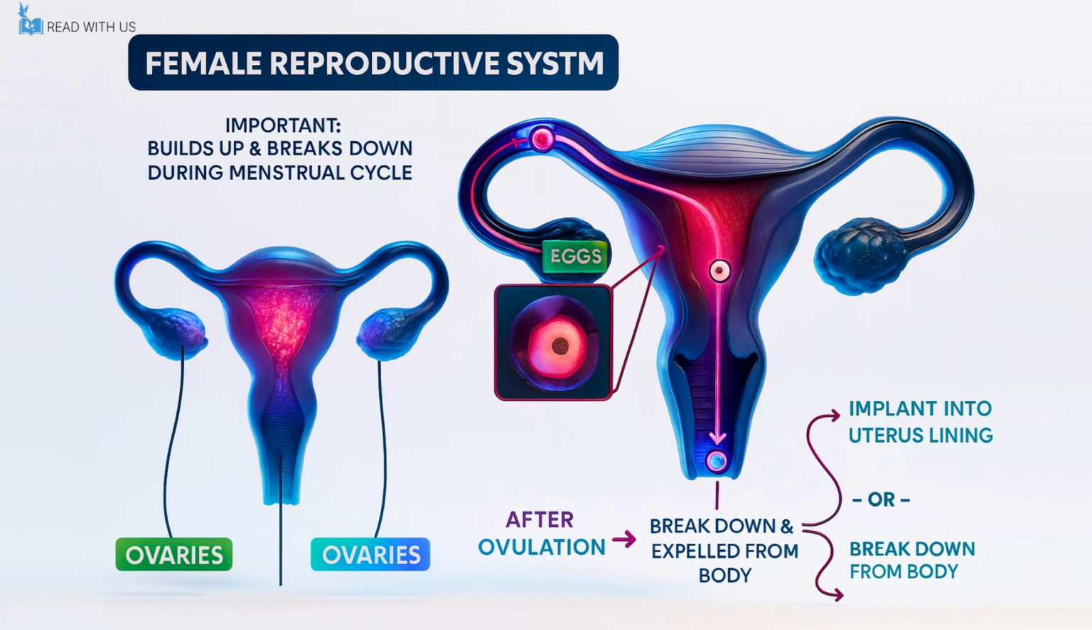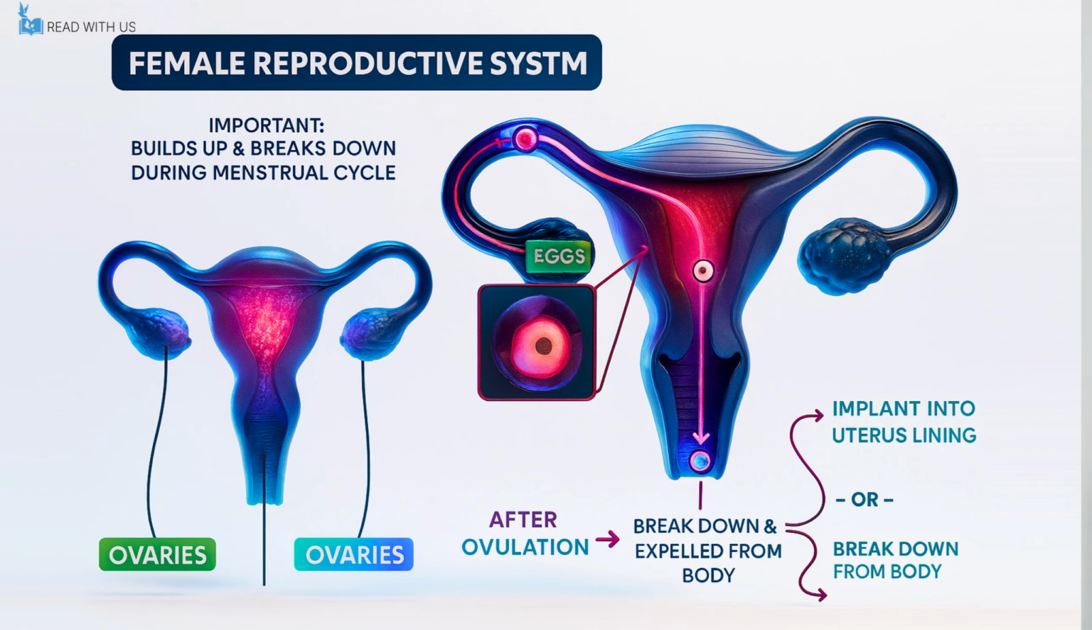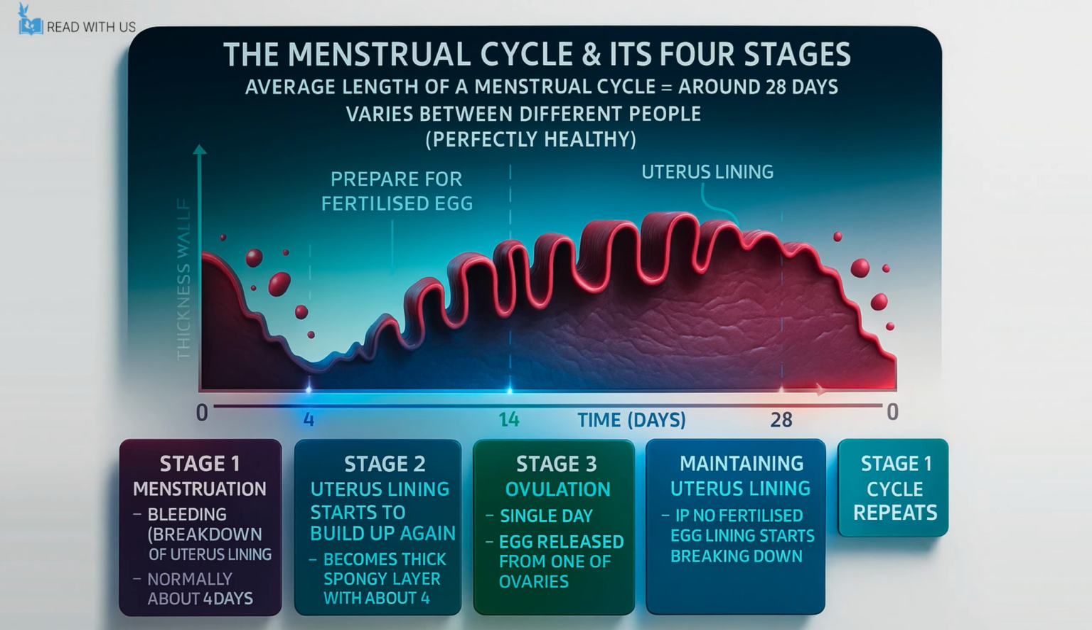If fertilization occurs, the fertilized egg may implant into the uterus lining and begin development. If fertilization does not happen, the egg will disintegrate and be expelled from the body along with the uterus lining during menstruation. Now, let us examine the 4 stages of the menstrual cycle.